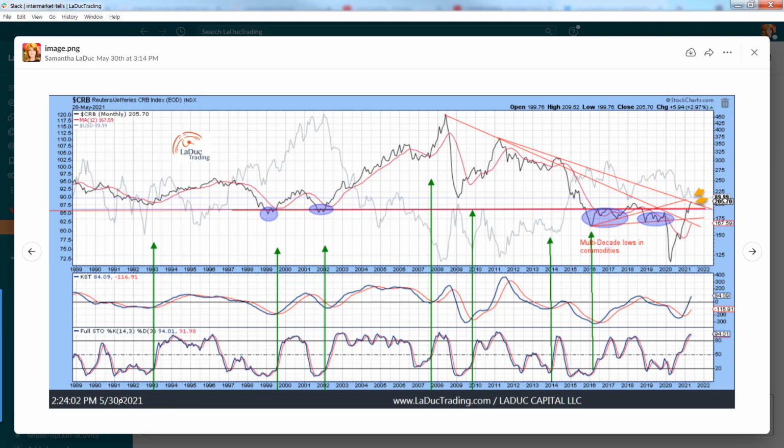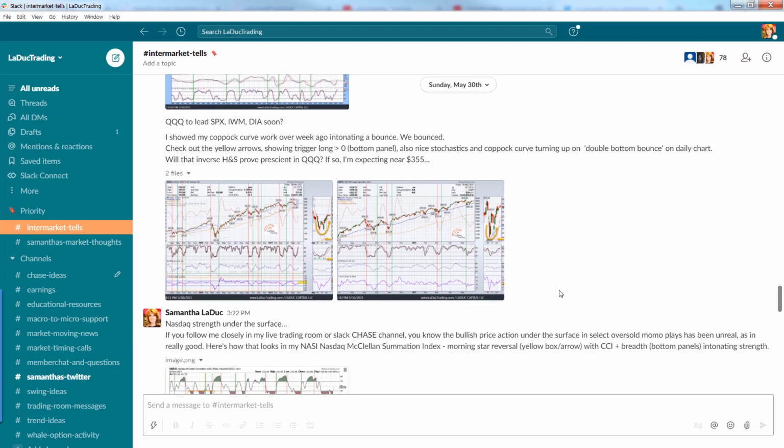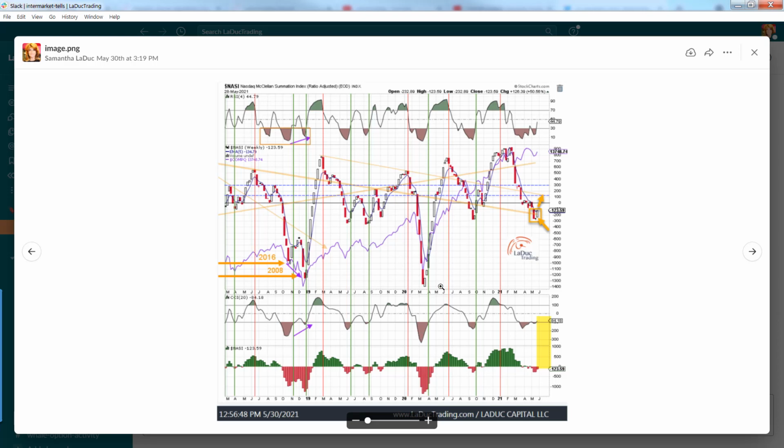I was still bullish the energy sector, but this whole CRB on a monthly showed me that we would most likely have a bounce in the dollar, which is the light gray here underneath it, and a pullback in the commodity trade. That was my base case. Very much happened. Now let's go back and look a little bit. We had also some momentum showing strength, which is underneath, okay? This is NASDAQ McClellan summation.